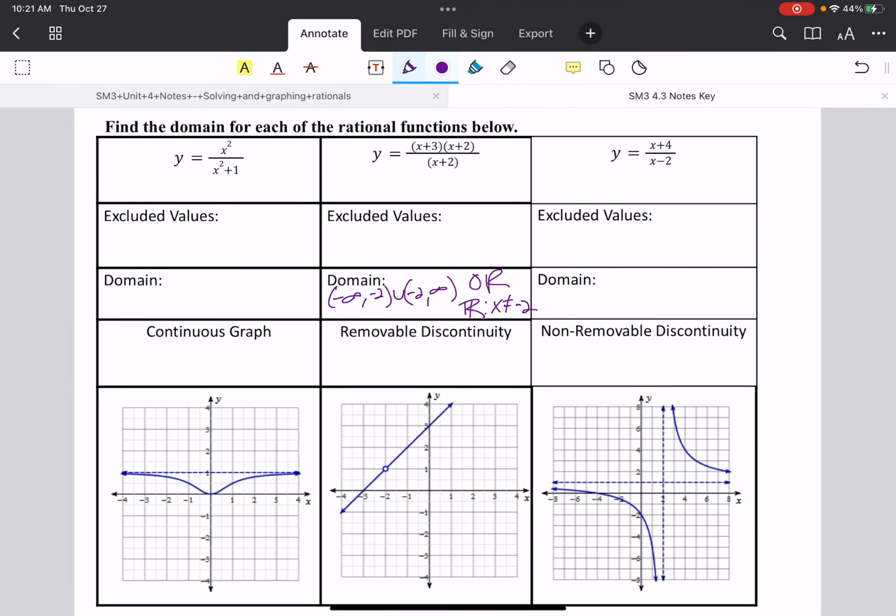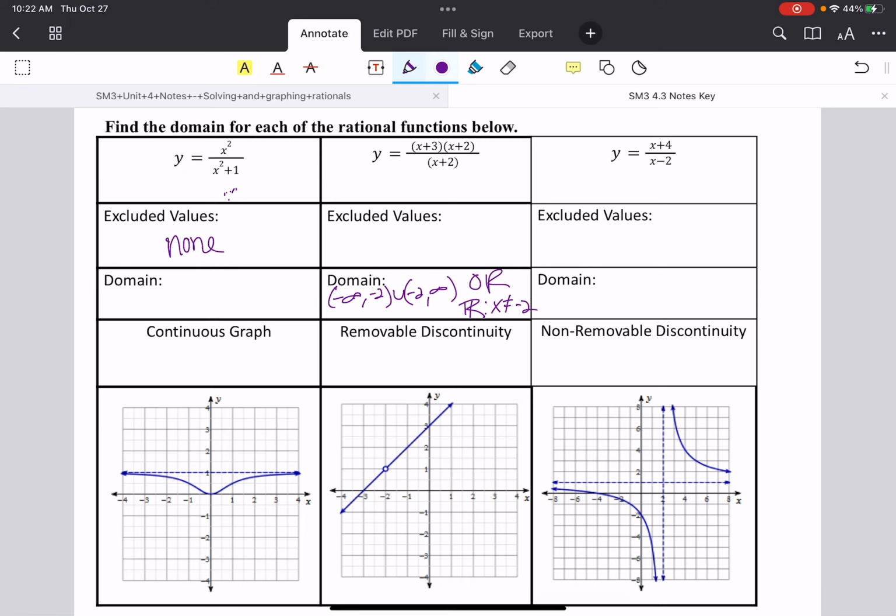What did we notice about this first equation? It's bad. There's so many X's. If you set this equal to 0, what did you find were your excluded values? None. Okay. Because? It's not factorable.